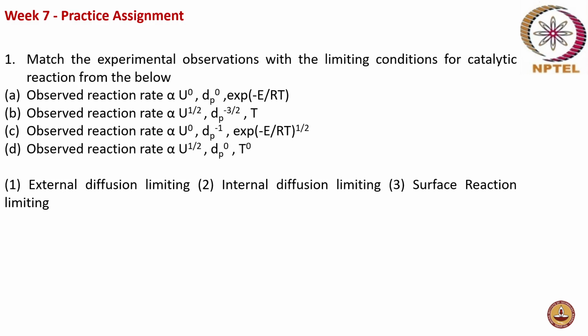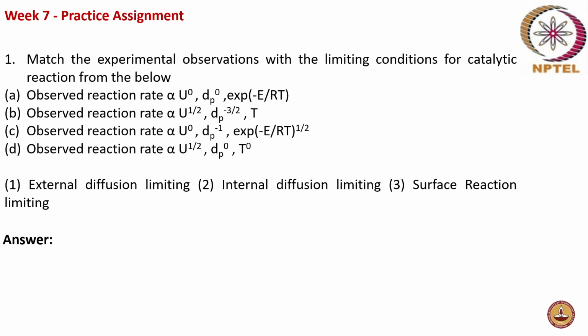So what are the three limiting conditions? It is external diffusion limiting, internal diffusion limiting, and surface reaction limiting. Now we have to match what values of the parameters will say which type of condition is limiting the particular reaction rate.